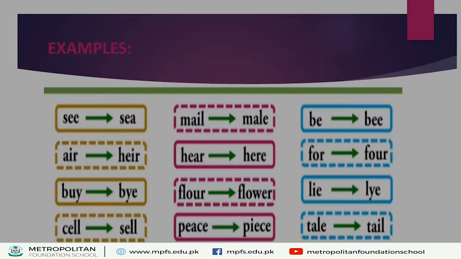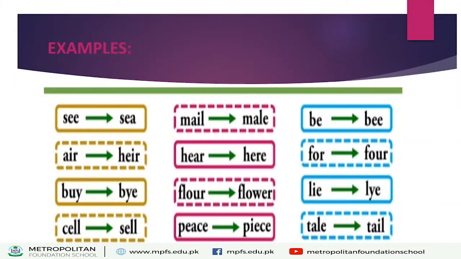As you know, sun and sun both sound the same but have different meanings. Sun, S-U-N, means suraj. Sun, S-O-N, means beta. Sun and sun have the same pronunciation, but their spelling and meaning are different. Okay?